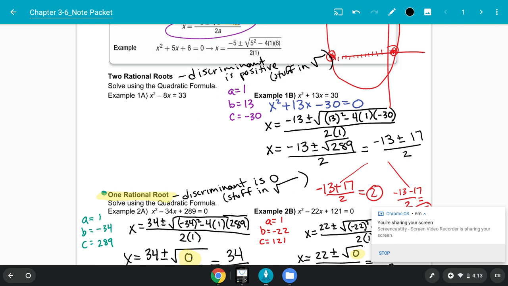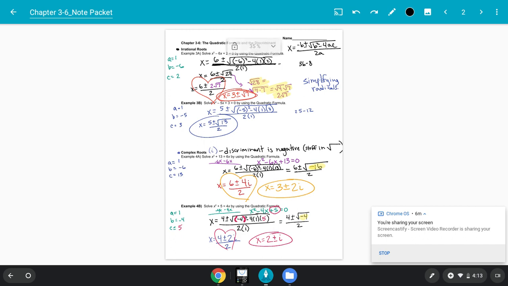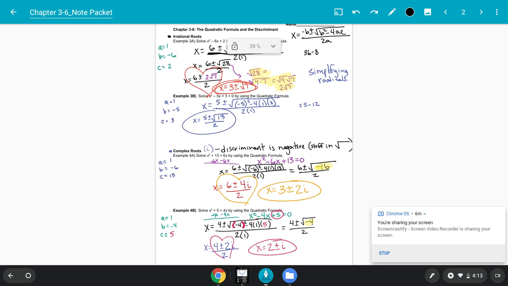Okay? So that's 3-6. Like I said, the quadratic formula is kind of my go-to method of solving because it will never steer us wrong.